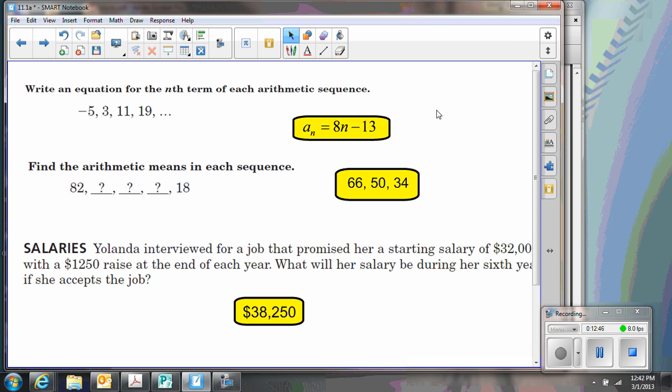What I'd like you to do before tomorrow is try these three problems to make sure we're ready to go. Tomorrow during class we will practice this material in groups. So problem number 1, I would like you to write an equation for the nth term of an arithmetic sequence given -5, 3, 11, 19. The answers, by the way, are over here in yellow. Find the arithmetic means in each of the sequences, 82, 18. Looking for the three arithmetic means. And again, answers over here in yellow.